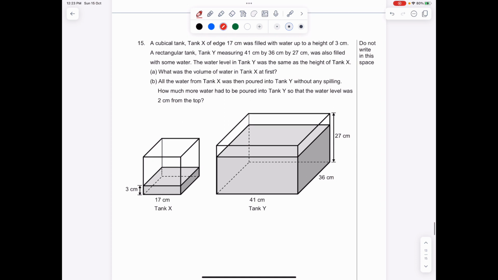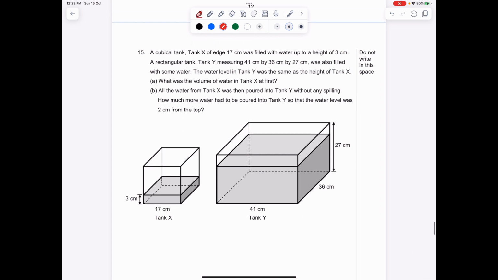Next, a cubical tank X, aged 17 cm, was filled with water to a height of 3 cm. Over here, a rectangular tank Y, which is this one, measuring 41 by 36 by 27 cm, was also filled with some water. The water level in tank Y was the same as the height of tank X. That means this level is the same as this whole height. What was the volume of water in tank X at first?